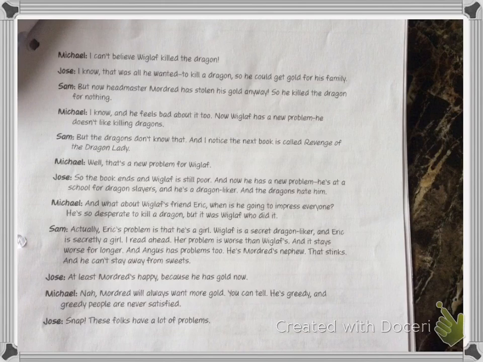Michael: And what about Winglaf's friend Eric, and when is he going to impress everyone? He's so desperate to kill a dragon, but it was Winglaf who did it. Sam: Actually, Eric's problem is he's a girl. Winglaf is a secret dragon liker, and Eric is secretly a girl. I read ahead. Her problem is worse than Winglaf's, and it stays worse for longer. And Angus has problems too. He's Mordred's nephew. That stinks, and he can't stay away from the sweets. Jose: At least Mordred's happy because he has gold now. Michael: No, Mordred will always want more gold. You can tell he's greedy, and greedy people are never satisfied. Jose: Snap. These folks have lots of problems.